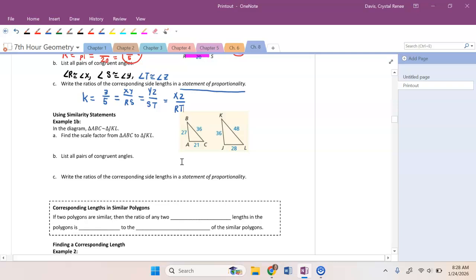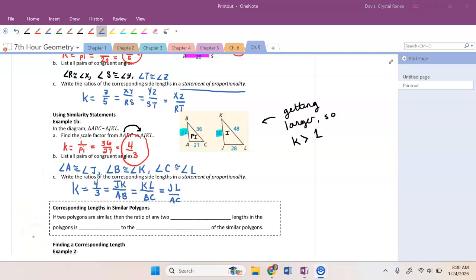Okay, go ahead and pause this video and I want you to do example 1B on your own. Alright, so this is what you should have gotten now. You should have noticed that we're going from ABC to JKL, so we're getting bigger, so our scale factor should be greater than 1. If you took any of these three, I just took the ones on the left. If you took the ones on the bottom, you'd get the same thing when you reduced, but our scale factor is 4/3. I looked at the order of the similarity statements to find corresponding congruent angles, and then here is our statement of proportionality.